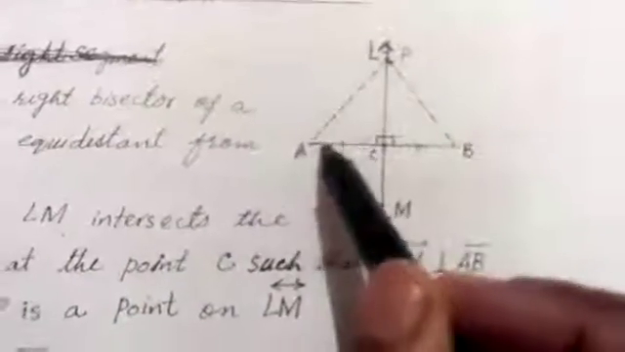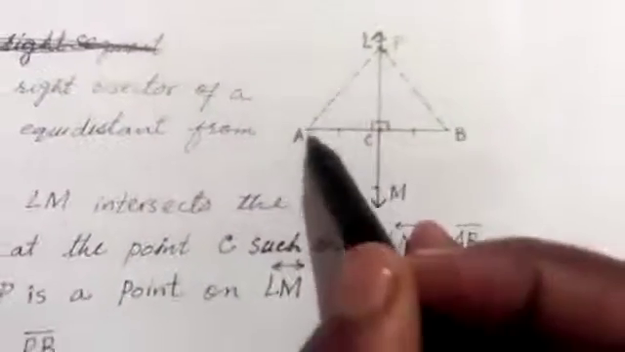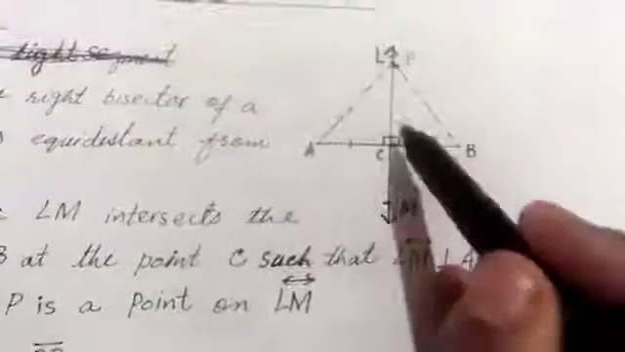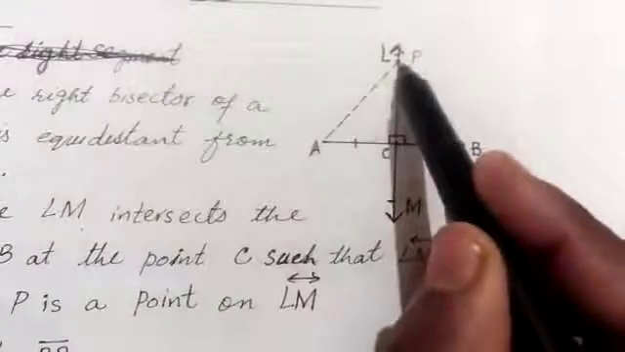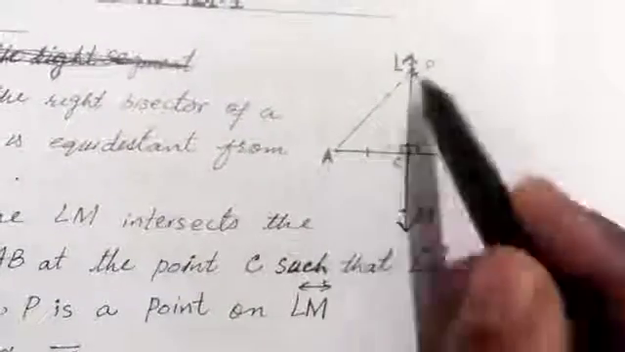Okay. First of all, we will draw only two lines, AB and LM, and then we join point P to A and B with the help of a scale. And the proof will be in the next video.